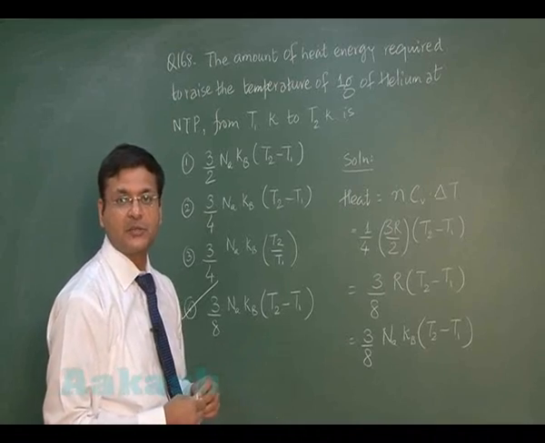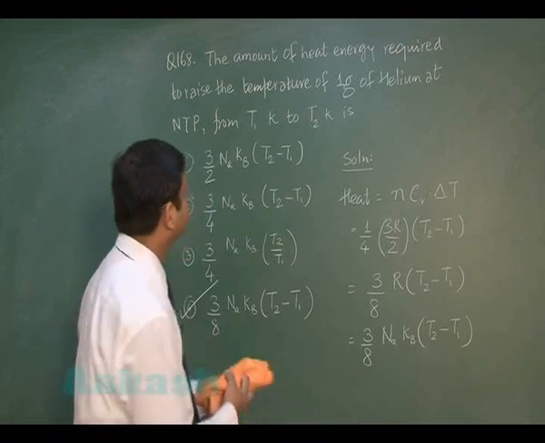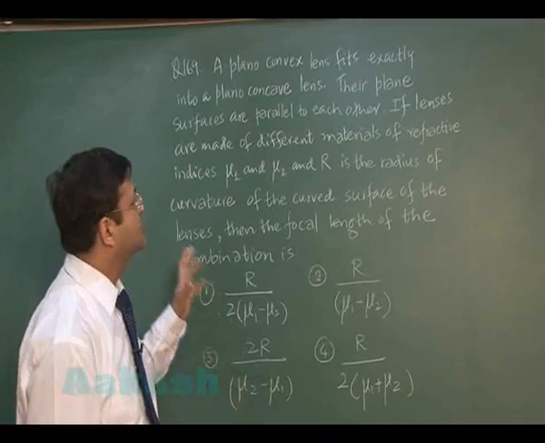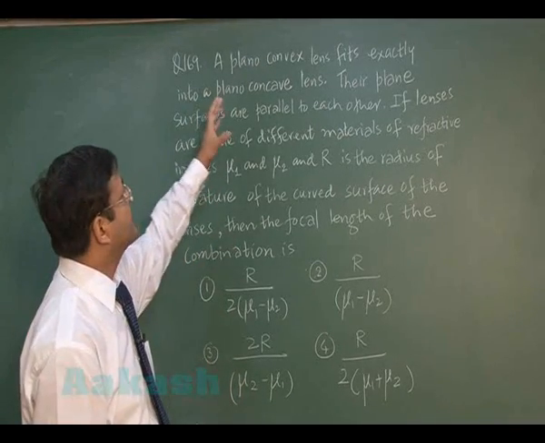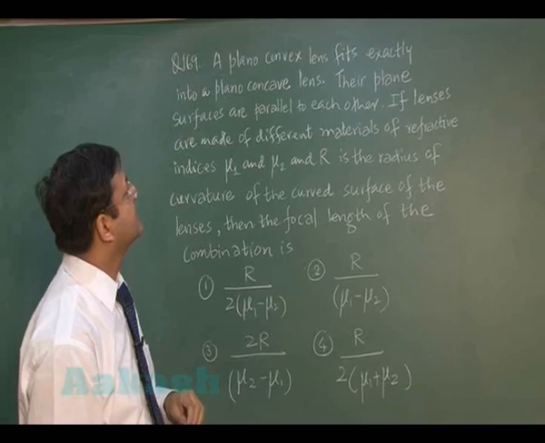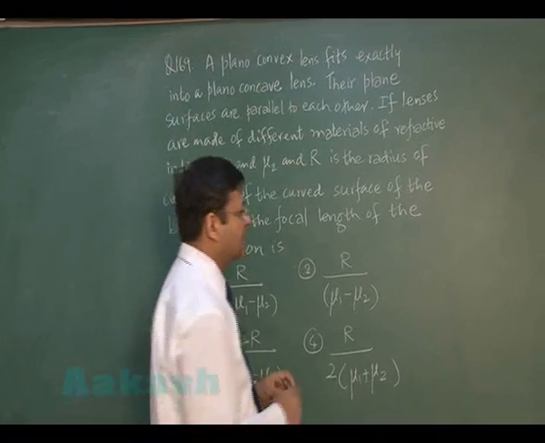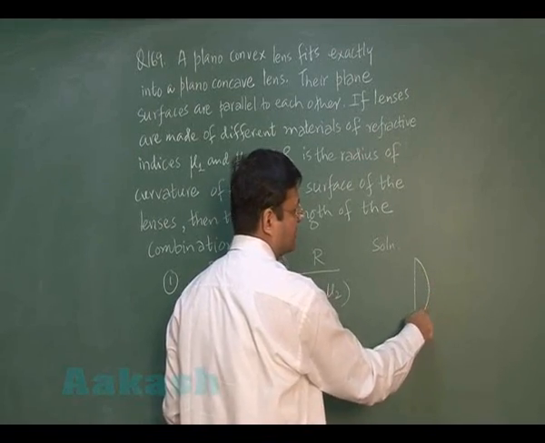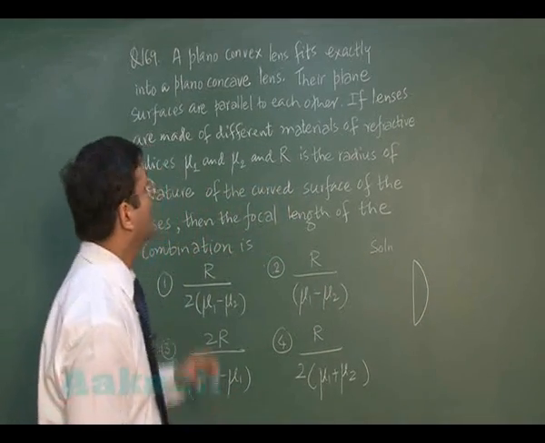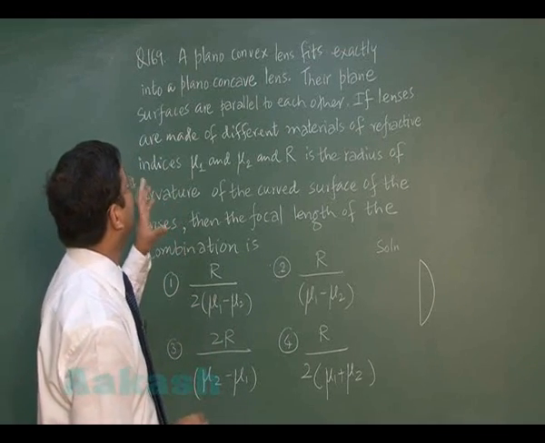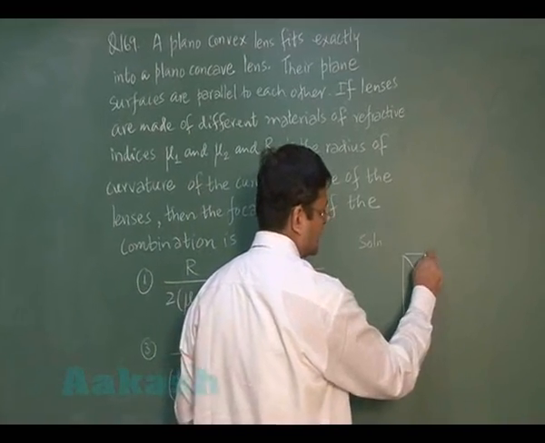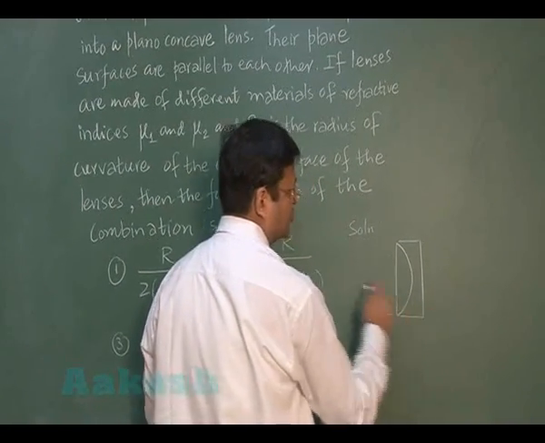Look at the next question, question 169. Now the next question 169 is based on ray optics, and that too calculation of power. It says that a plano-convex lens, that means this kind of lens you have, fits exactly into a plano-concave lens. A plano-concave lens is like this. Two different lenses you have.